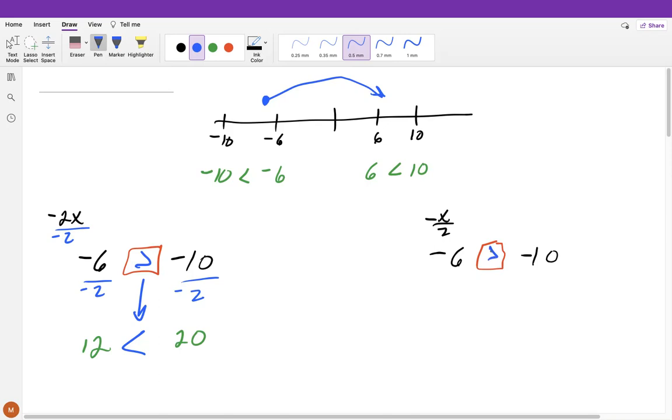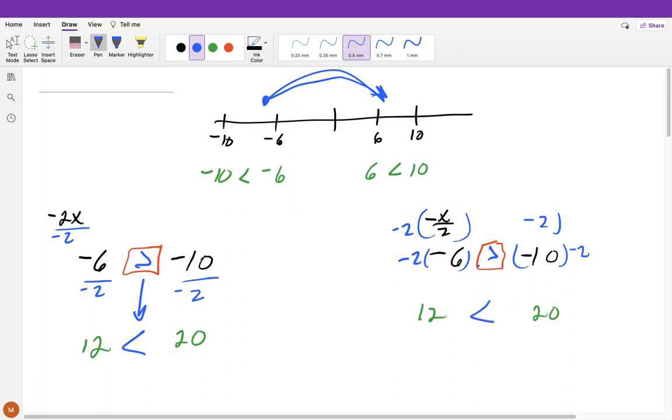Here, -6 is greater than -10. Well, if I'm multiplying each side by -2, once again, I'm going to the other side of the number line. So now my answer becomes 12 and 20, and we need to make sure that we flip that inequality.